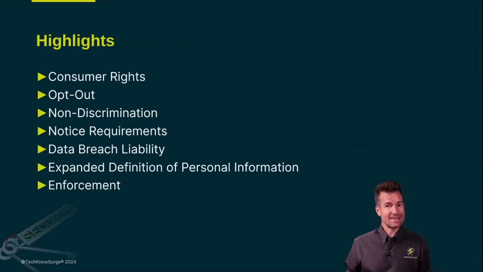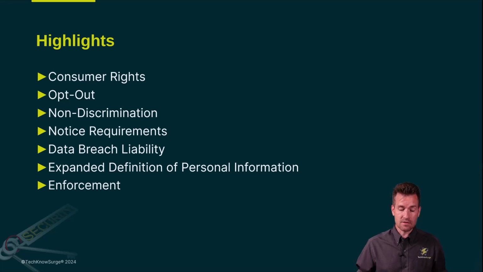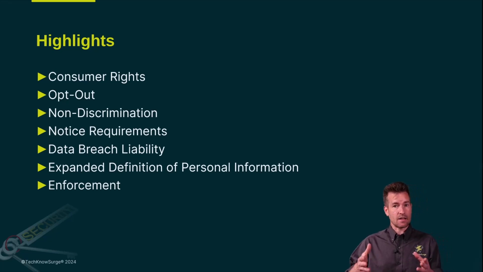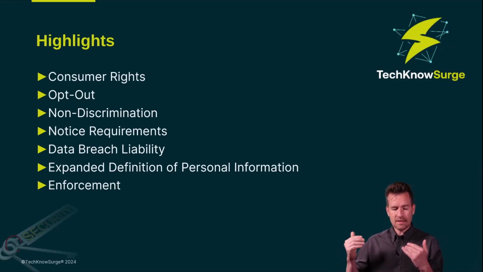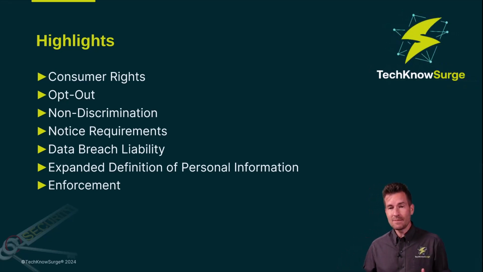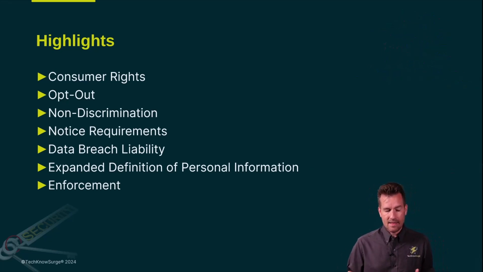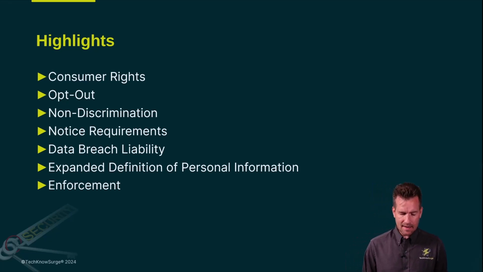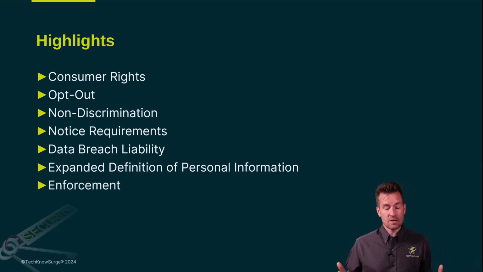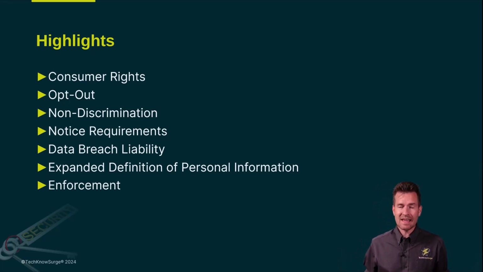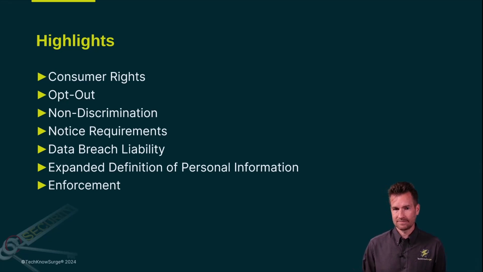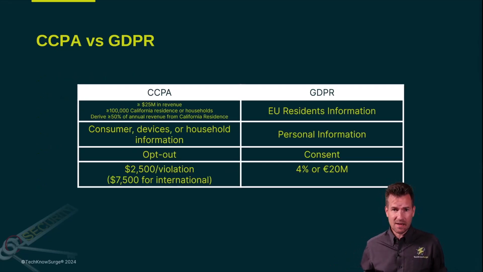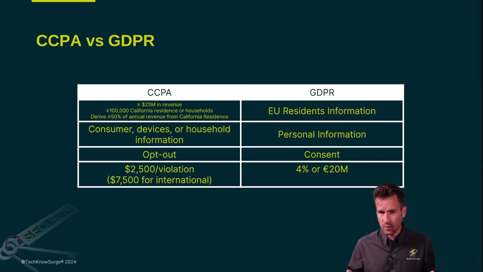Some of the highlights of what CCPA is all about are protecting consumer rights, the idea that consumers have the right to opt out of having their information collected. There's some non-discrimination language in there. There are also notice requirements if there's any kind of breach, and there's some data breach liability that comes with it. There are some expanded definitions of what personal information means, and talk about enforcement and how they're going to enforce the rules. Since the CCPA was modeled after the GDPR, there are a lot of similarities between the two.